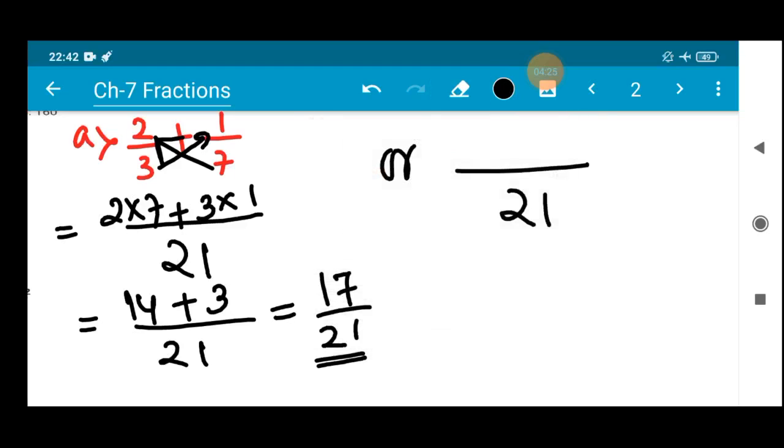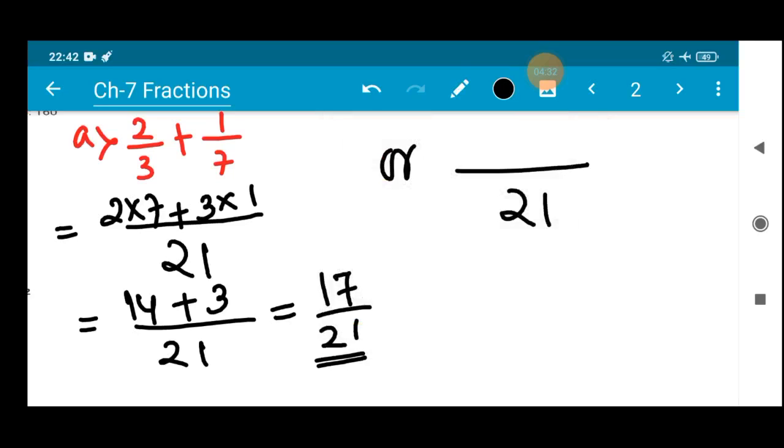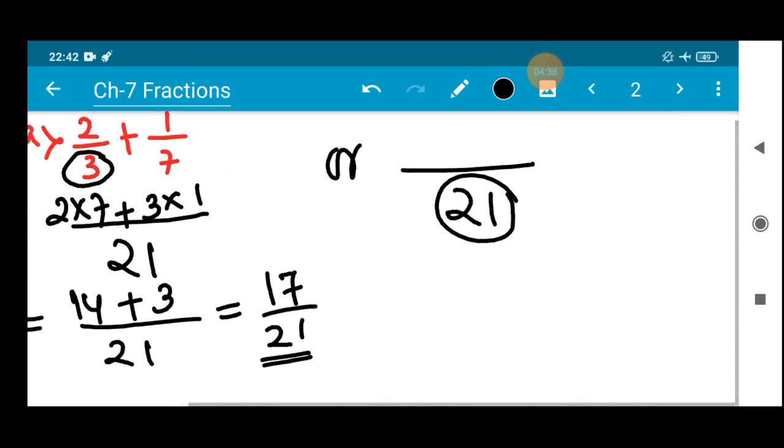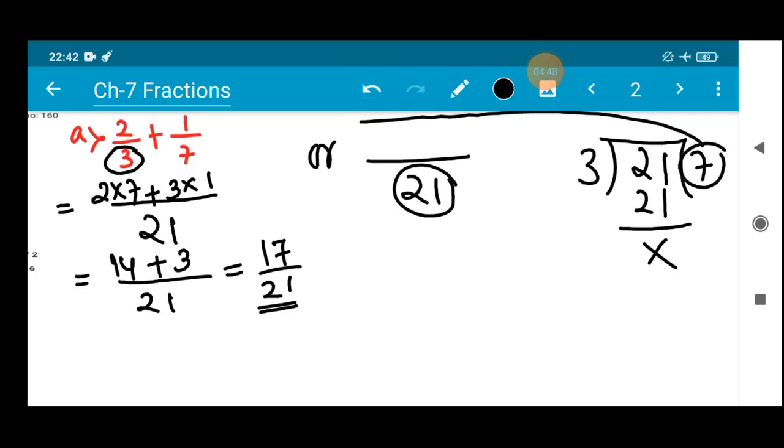So let me erase this part. Okay, now you just have a look at this. Now what we have to do is 3 should be dividing this 21. If I divide 3 and 21, what will I get? 3 7s are 21. So what is the answer? The quotient you got is 7. This 7 should be multiplied with the numerator 2. Okay, 2 into 7. That's what we have done here.